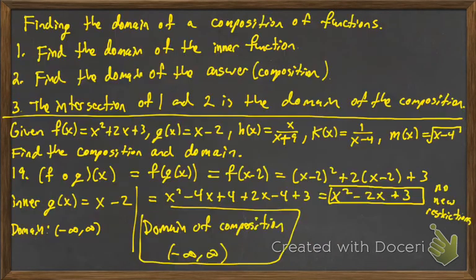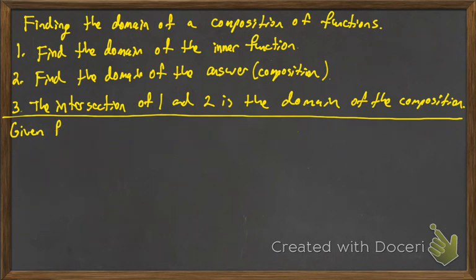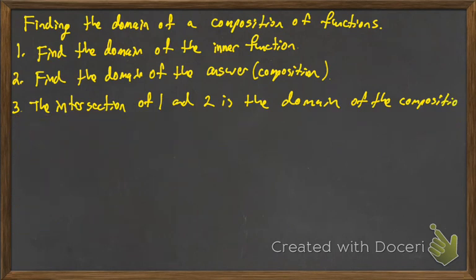And the first thing we'll need to do is talk about how to go about finding the domain of the composition. Okay. So if I'm going to find the domain of a composition of functions, what you're going to do is find the domain of the inner function, and so you're just looking for denominators or square roots. Then you're going to find the domain of the quote-unquote answer, and that's going to be what the composition is after we simplify it. The intersection of the inner function and your composition formula, that's going to be the domain of the composition.